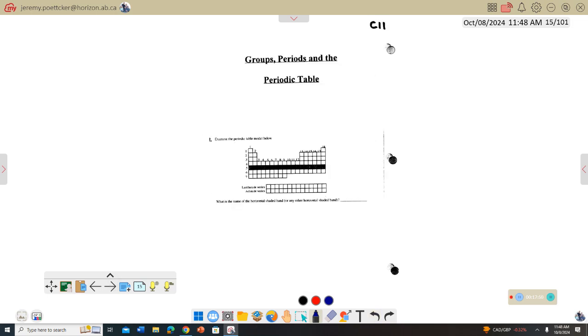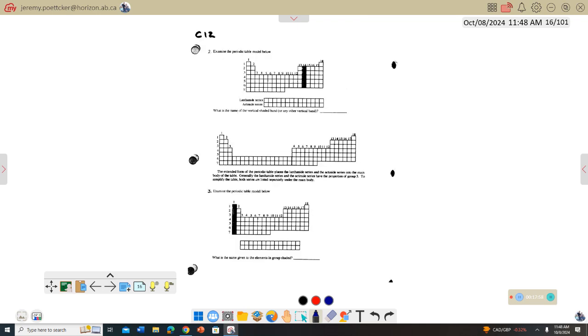All right. Looking at the periodic table again, a horizontal shaded band, this is a period. I'm going to say, and I'm not going to write them, you'll have to pay attention. Number 2, a vertical shaded band, or any other vertical shaded band, is a group or a family. The extended form of the periodic table puts the lanthanide series and the actinide series into the main body. You can see my version of this in the classroom. I actually moved 3 to where it should be, which is next to 4. Other than that, it should be good.